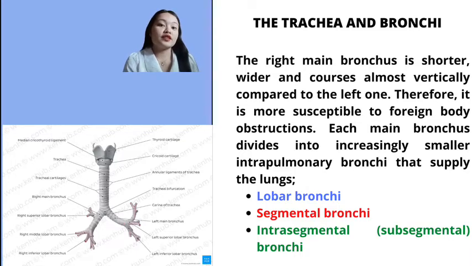Each main bronchus divides into increasingly smaller intrapulmonary bronchi that supply the lungs. The lobar bronchi transport air towards the pulmonary lobes. The segmental bronchi aerate the bronchopulmonary segments. On the right side, the three lobar bronchi divide into a total of 10 to 12 segmental bronchi, one for each bronchopulmonary segment. Then the intrasegmental bronchi transport air even deeper within the bronchopulmonary segments. Each segmental bronchus provides approximately 15 intrasegmental bronchi.